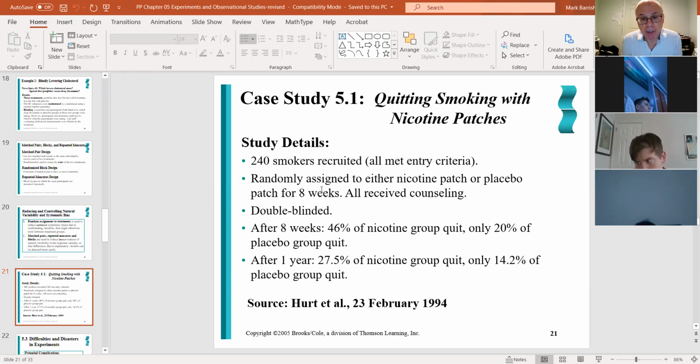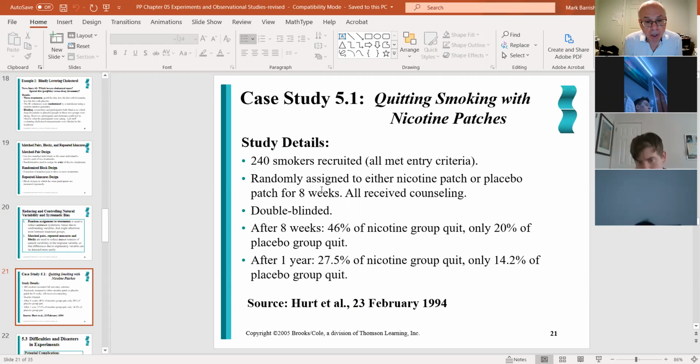It's also double-blinded, meaning that the person who's giving the patches out doesn't know which patch the participants are getting. All right, so after 8 weeks, 46% of the nicotine group quit smoking. Only 20% of the placebo group quit smoking. So over double the number of people in the nicotine group quit smoking as opposed to the placebo group.